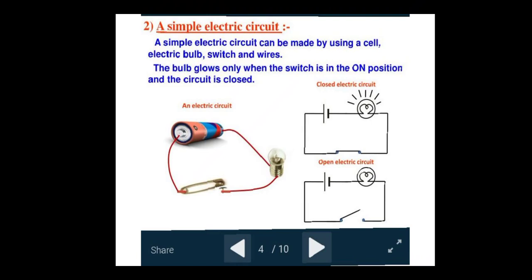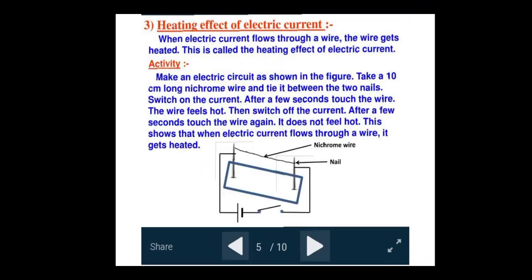At home you can try this experiment. Take one cell, take one wire and put one little bulb, and if you connect the positive and the negative terminal, then you can see the bulb will start to glow. The bulb glows only when the switch is in the on position and the circuit is closed. When the switch is on, only then the bulb will glow, and if the switch is off, your bulb will not glow. So if the electric circuit is closed, then your bulb will start to glow.